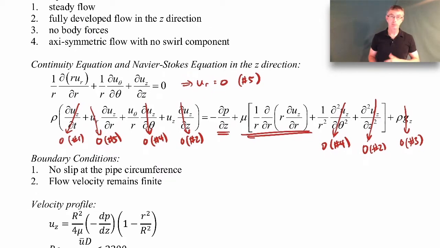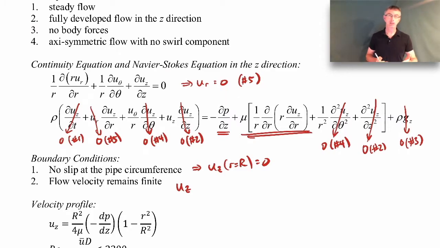And we need to apply some boundary conditions. One boundary condition is there's no slip at the pipe circumference. That just means that the u_z velocity at r equal to capital R should be 0. And then the other boundary condition, because there'll be two unknowns when we solve the second order differential equation, is that the flow velocity remains finite. That just means that u_z can't go off to infinity, it has to remain finite.